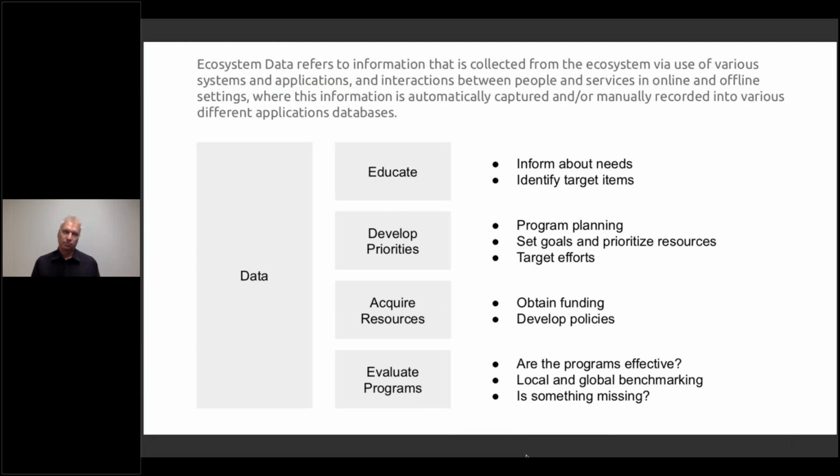So the types of data, just to have a summary of that. The ecosystem data refers to information that is collected from the ecosystem via various systems and applications and interactions between people and services in online and offline settings, where this information is automatically captured and or manually recorded into various different applications, databases. So we have the data, and then what we can do with that: we can educate, inform about needs, identify target items, we can develop priorities based on data-driven decision making, we can acquire resources, obtain funding, develop policies because we know what we need to do, we can evaluate programs, and so forth.